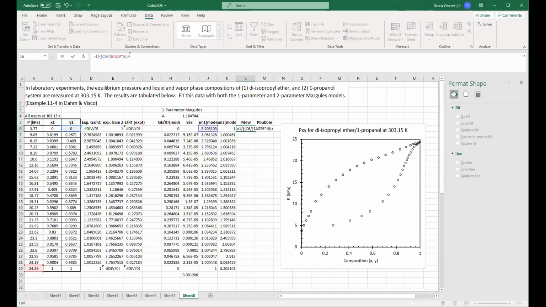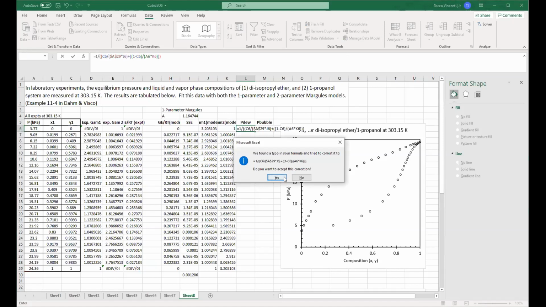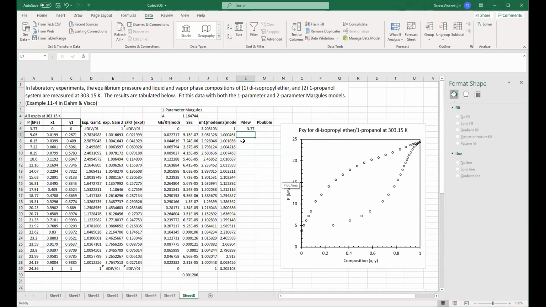The second term is plus y2, which is 1 minus y1, divided by the vapor pressure of component 2 times the activity coefficient of 2. And being careful now to close out all my parentheses. Found a typo. That's almost never good news, but if you just accept what Excel thinks it should be, look, my dew point pressure that I've gotten by my model exactly matches what I get by experiment.